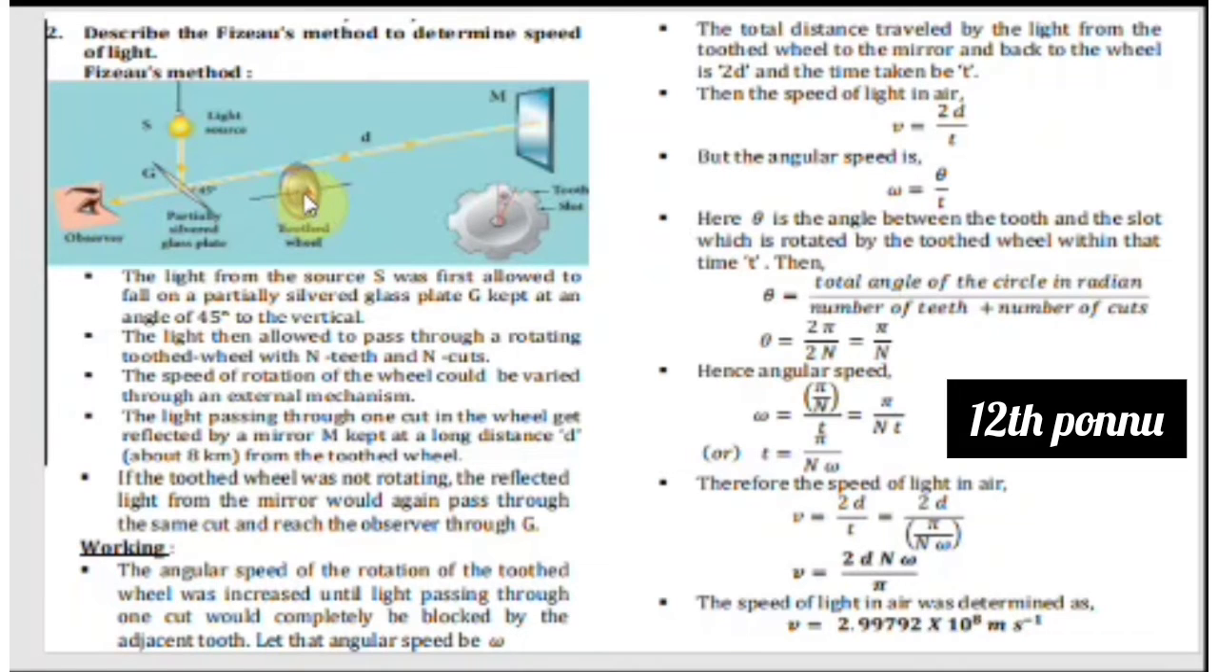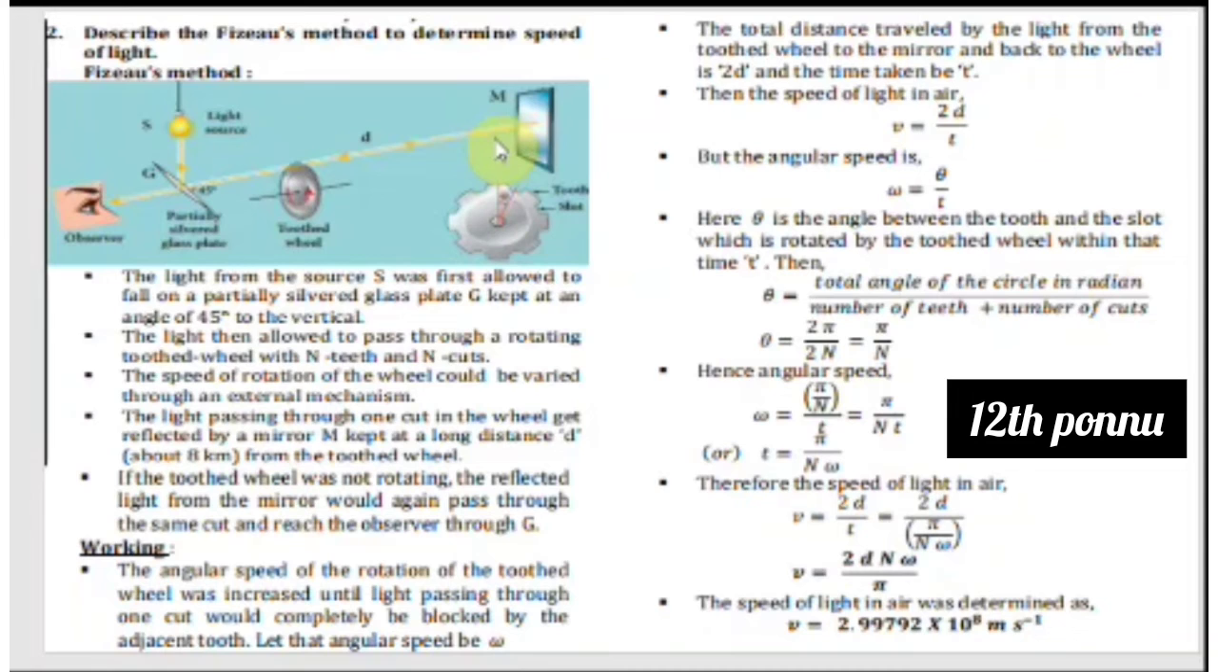So what is the total distance traveled by the light from the tooth wheel to the mirror? First from the wheel to the mirror, D, and then after reflection it travels from the mirror to the tooth wheel. So the total distance is D plus D, which is 2D. And the time taken is T.